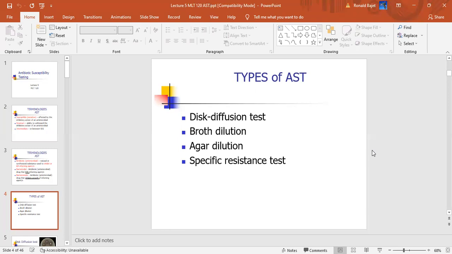And then there's agar dilution. That's an antiquated procedure, and then the specific resistance test. And I think that's called the Schlichter test, and it's kind of a reverse sensitivity, and I'll talk about that later on.